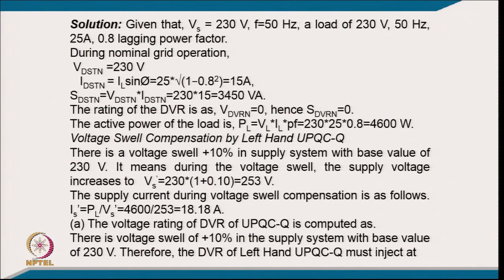So, coming to the numerical part of this, given that Vs equals 230 volt at 50 hertz, a load of 230 volt, 50 hertz, 25 ampere and 0.8 lagging power factor, and during nominal grid condition the voltage is 230 and the D-STATCOM is supplying reactive power. So, at 0.8 power factor and 25 ampere, it comes to 15 ampere. So, the D-STATCOM rating is 230 into 15. So, it becomes 3450 VA, and the rating of the DVR we said is 0 VA in the normal condition, and the active power of the load you can find out is typically 4600. So, that is under normal condition.